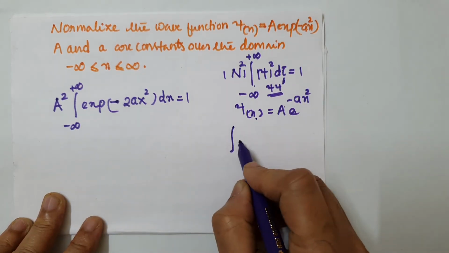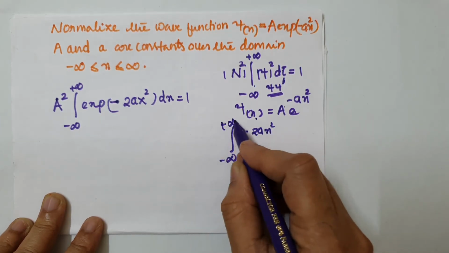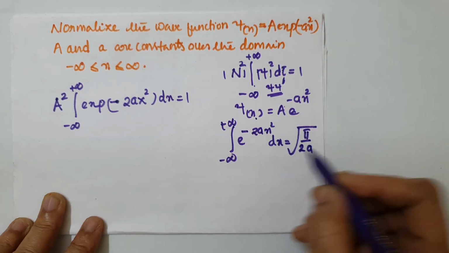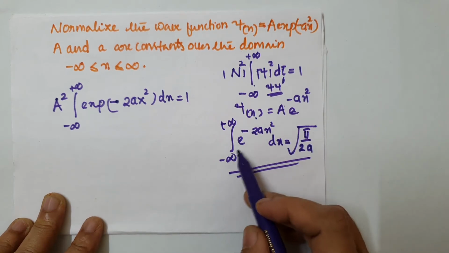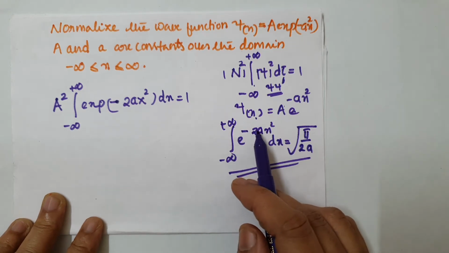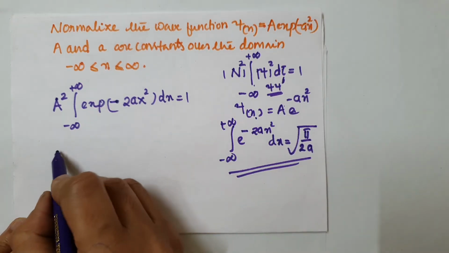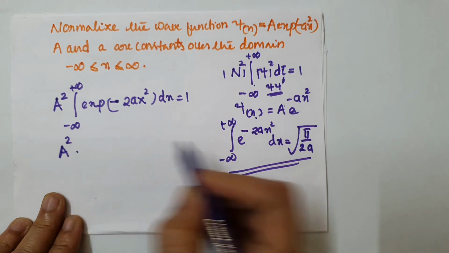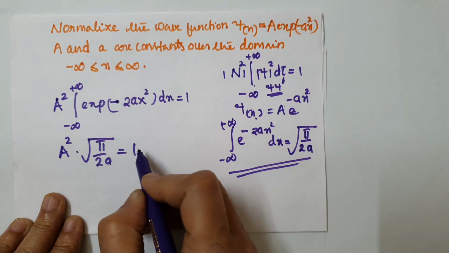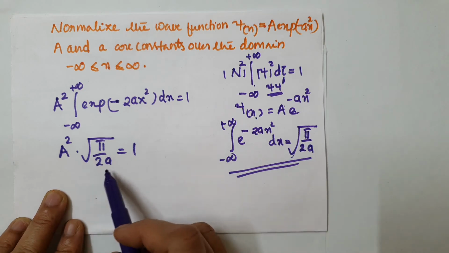We have a standard integral: e raised to minus 2a x squared. This will be root of pi by 2a. This is a standard integral: the integral of e raised to minus 2a x squared dx within the limit minus infinity to plus infinity will be root of pi by 2a. So substituting this value, we get A squared times root of pi by 2a is equal to 1.